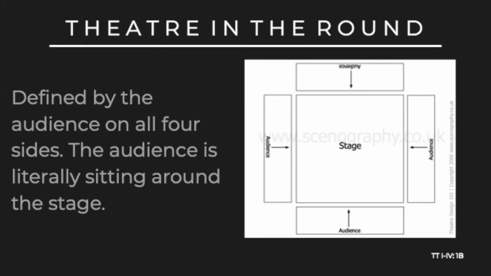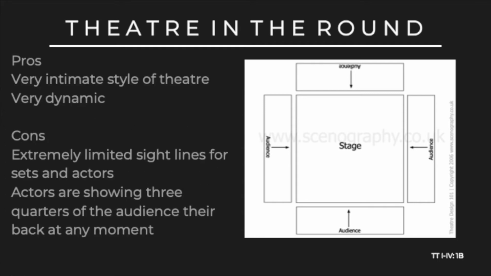Next, we're going to talk about theater in the round. Theater in the round is defined by an audience on all four sides, and the audience is literally sitting around the stage. Some pros of theater in the round are that it is a very intimate style of theater and can be very dynamic. Some of the cons include extremely limited sightlines for sets and actors, and the actors are showing 3/4 of the audience their back at any moment.